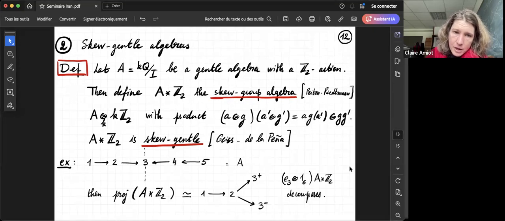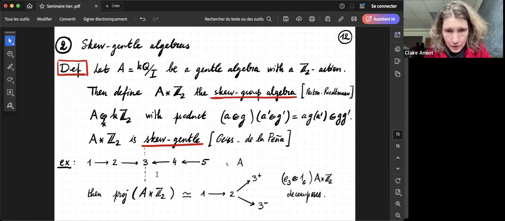So it defines a new algebra, which I denote by A star Z2. And by definition, this algebra is skew-gentle. This notion was introduced by Gais and de la Peña in the 90s. Just to give you an example, I can start with an A_n quiver, but now I take my orientation so that I have some symmetry.